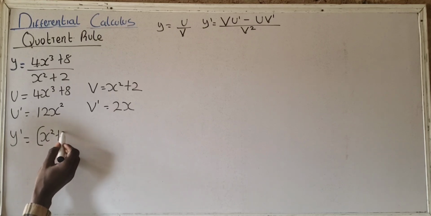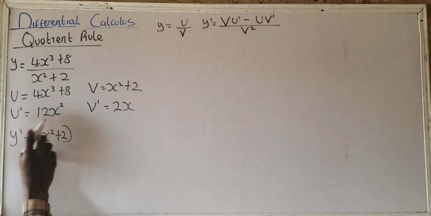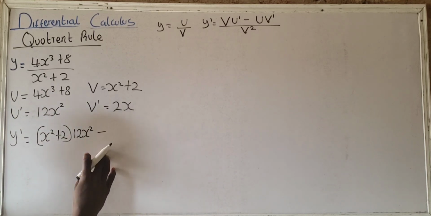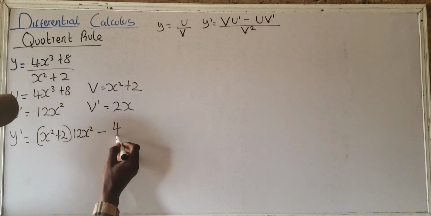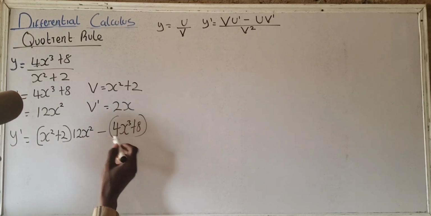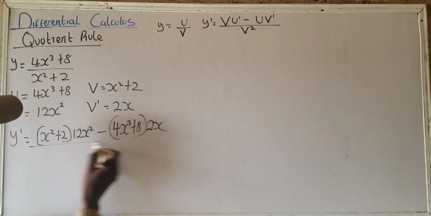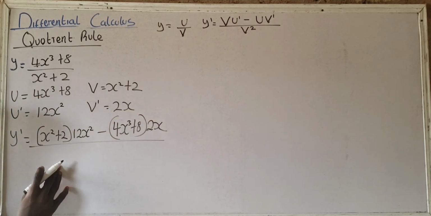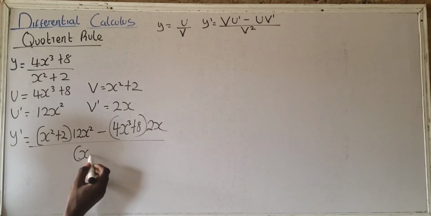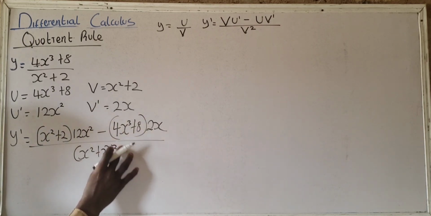V is what? x squared plus 2, multiplied by the derivative of u. Derivative of u is what? 12x raised to the power of 2, minus u. You keep u constant. That is what? 4x raised to the power of 3 plus 8, multiplied by the derivative of v. Derivative of v is 2x, all over v squared. V squared, v is what? x squared plus 2. So I'm going to have x squared plus 2 all squared. Okay? So this is the formula that I use.